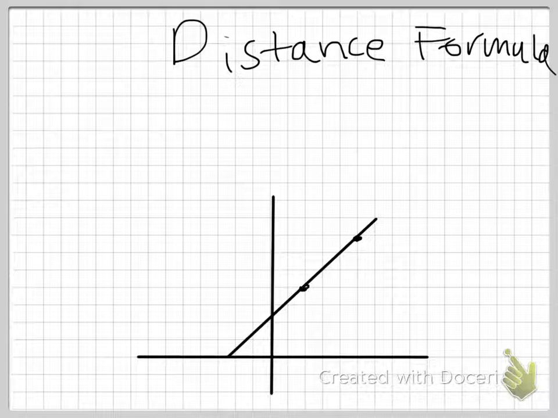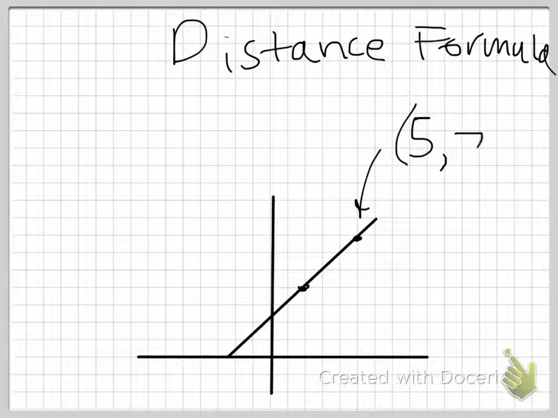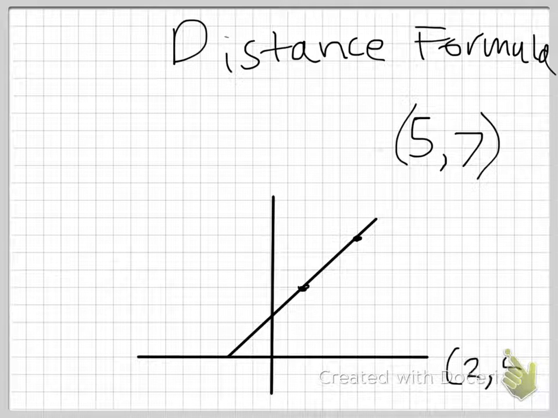here and here. So the coordinates of this point, right here, are 5, 7. So the coordinates of that point are 5, 7. The coordinates of this point are 2, 4. So those are the coordinates for our 2 points. Now how do we find this distance between them?